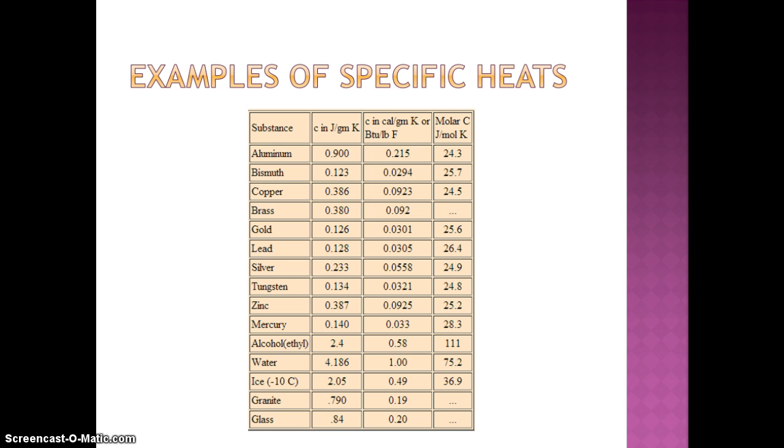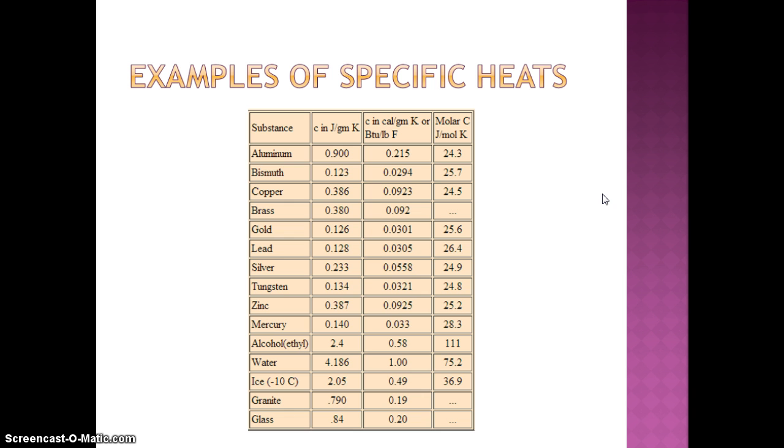And let's take a look at them. You notice water, which is near the bottom, has a pretty high specific heat. What does that mean? It means it takes a lot of energy to change the temperature of water the same amount of degrees as it does maybe gold or silver. Notice many things that are metals have very low specific heats. And you should know that from experience.